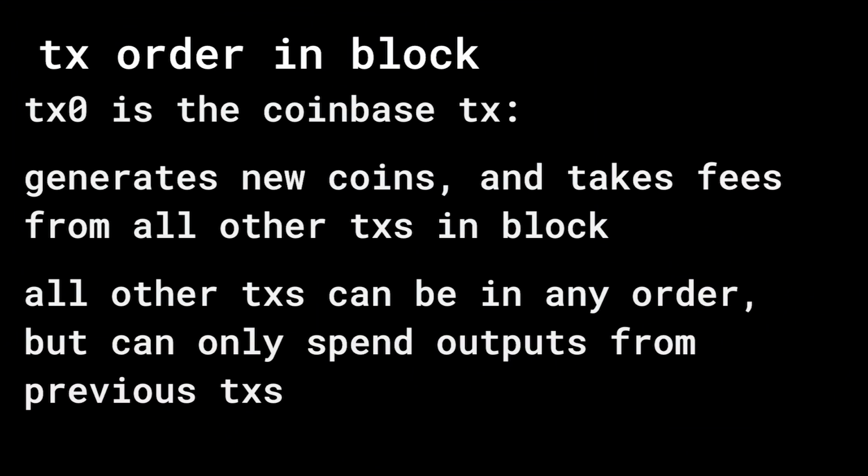Okay, TX. So in this Merkle root, you've got all these transactions. They have a specified order. Transaction 0 is the Coinbase transaction, and it's special.